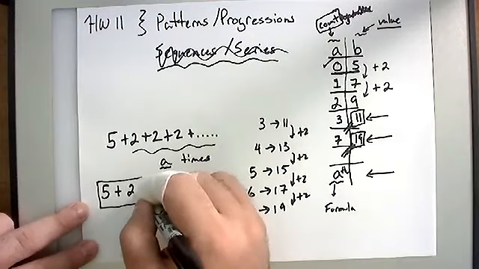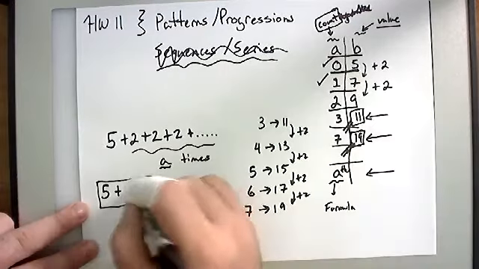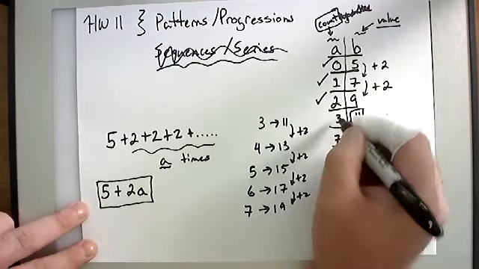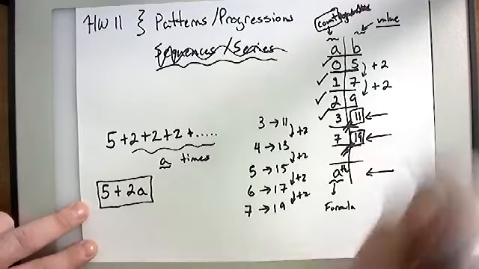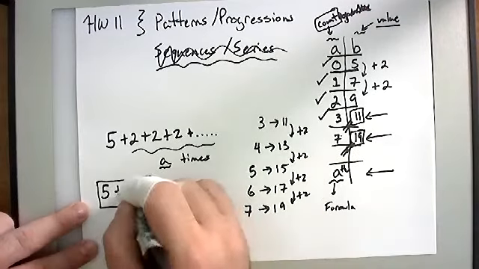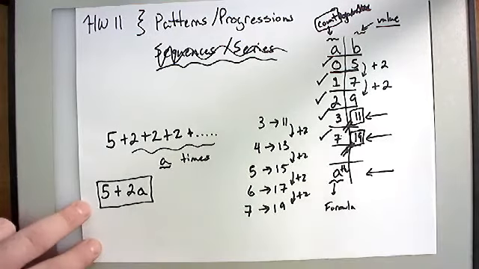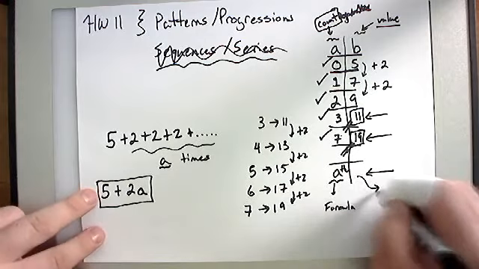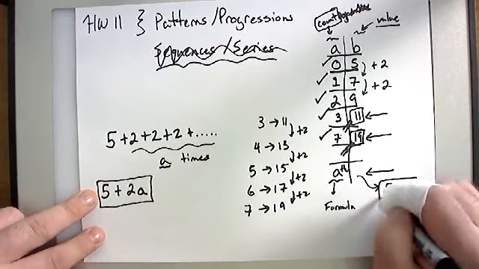Put in 1 for A. 2 times 1 is 2, plus 5 is 7, just like it should be. Put in 2. 2 times 2 is 4, plus 5 is 9, just like it should be. Put in 3. 3 times 2 is 6, plus 5, that's 11, just like we said it would be. Put in 7. 7 times 2 is 14, plus 5 is 19, just like we said it would be. So the formula for this table, which is what would go here, is 5 plus 2A.